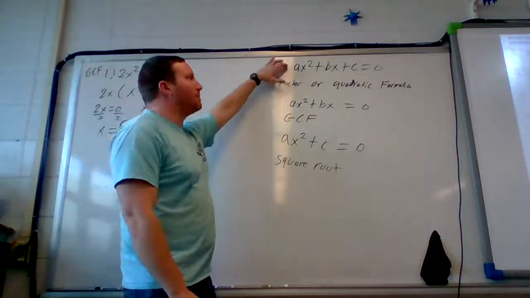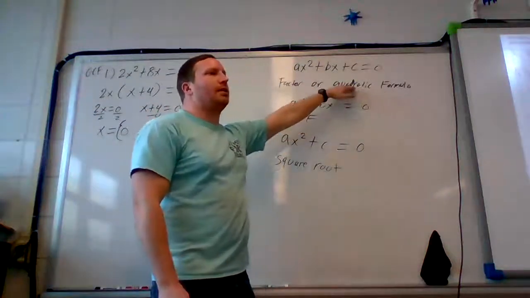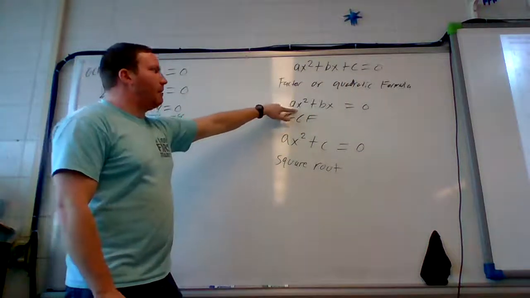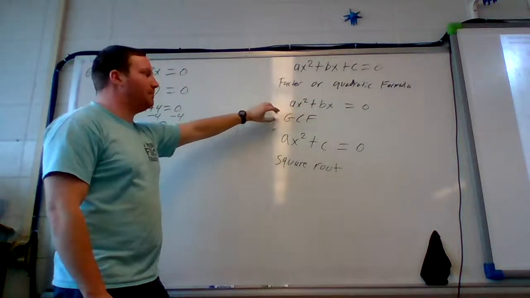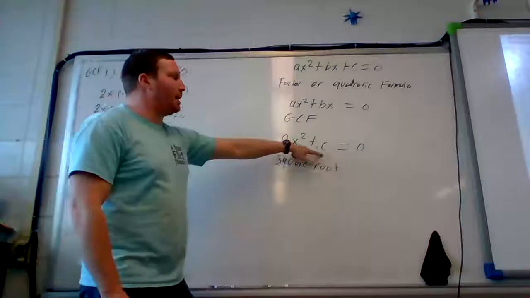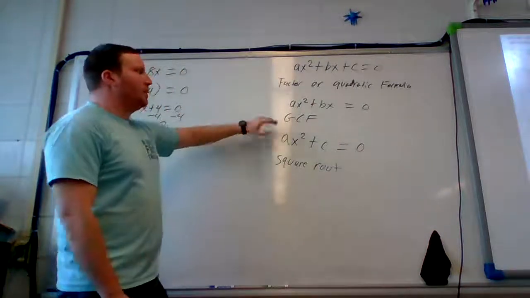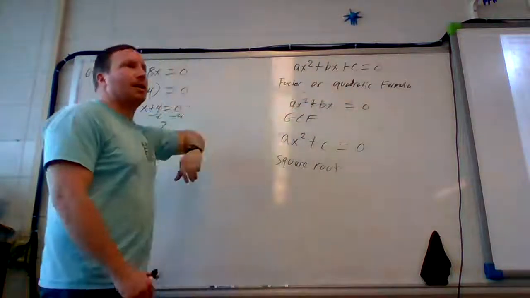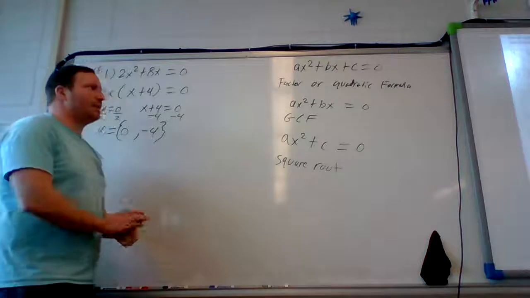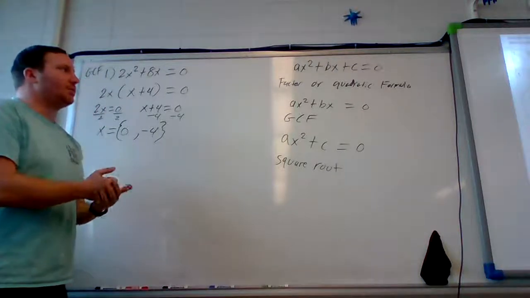You can factor if it's a trinomial, and if the factoring doesn't work, you're going to have to use the quadratic formula. If we have an x squared and an x value, we can use GCF. If we have an x squared and a constant, we can use the square root method. You want to use these before you go back and use the quadratic formula. Again, you can use the quadratic formula for anything that's quadratic related, but it's not always the easiest way of doing it.